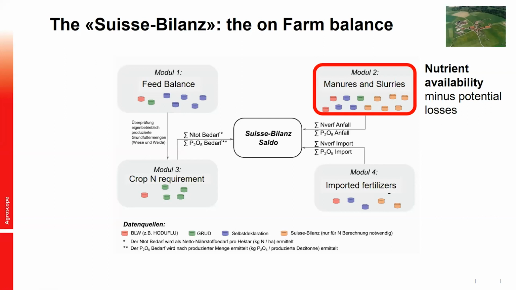And for the first of the 2 examples I will describe here today, we will look into module 2. So basically explaining the nutrient availability within the farm. And this nutrient availability estimates basically the total nutrient availability minus potential losses.